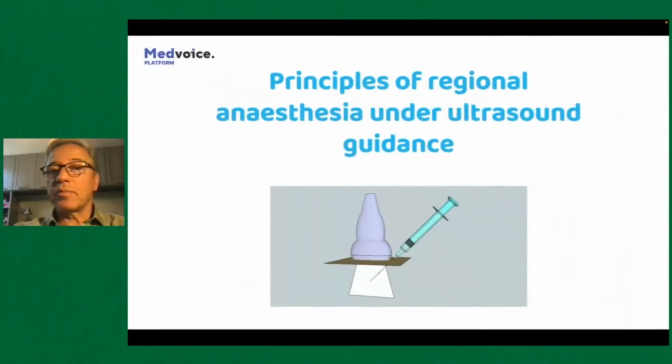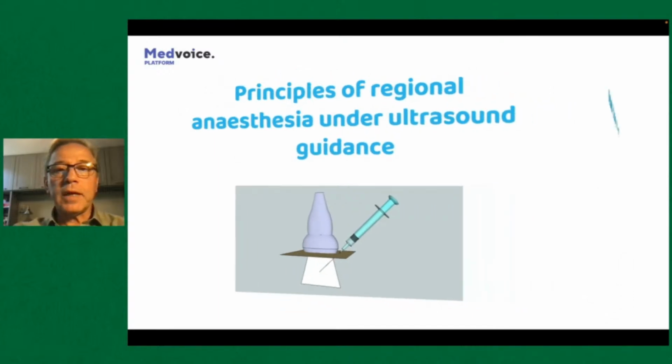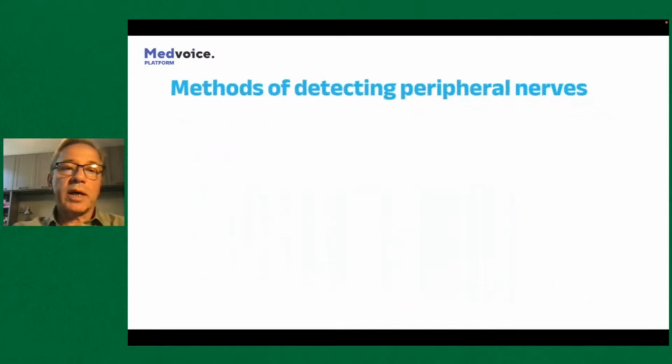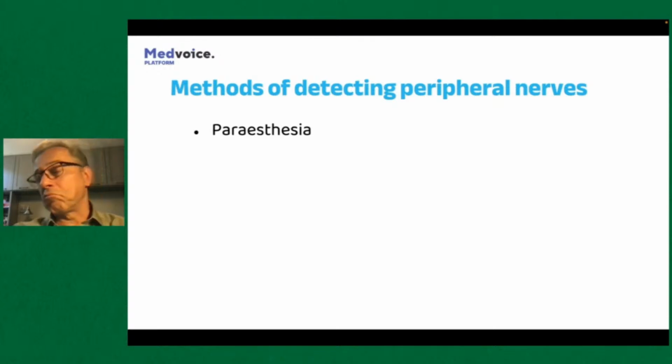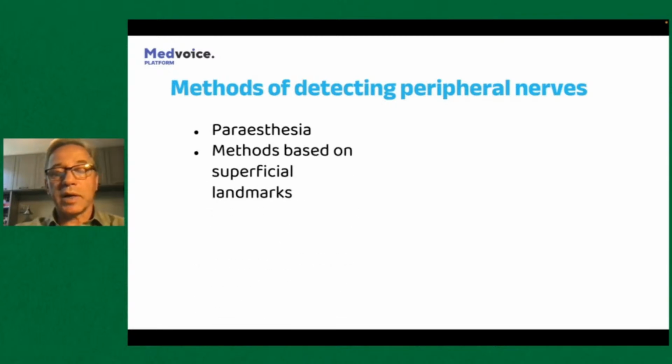Okay, let's talk about principles of regional anesthesia under ultrasound guidance. We're moving on. And what kind of methods do we have for detecting peripheral nerves? We have paresthesia. And when I started my anesthetic training in 1996, that's all we had. We were basically poking the nerves with a sharp needle and asking the patient, where do you feel paresthesia? Assuming that now we are in the region of the ulnar nerve or radial nerve and so on, and then we were injecting accordingly. I'll show you why this is not a good practice.